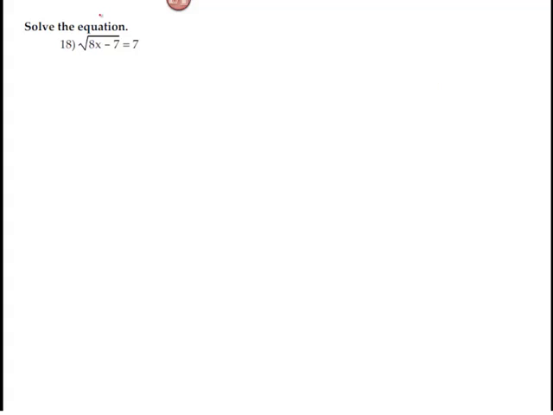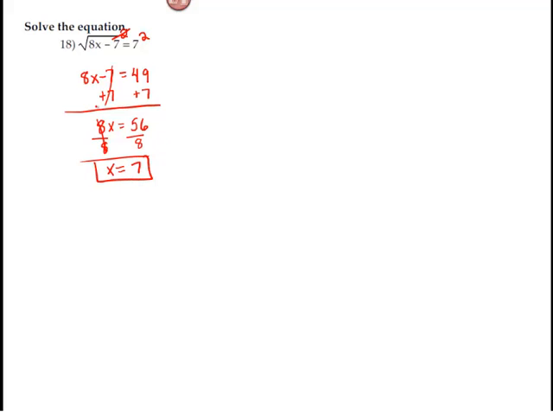Let's solve some equations. The thing is that we want the square root to be by itself, and when it is, we square both sides of our equation, and that gets rid of the square root. Leaves us with 8x minus 7 on the left side and 7 squared on the right side, which gives us 49. So now we're ready to just solve for x. We add 7 to both sides. Divide by 8. So x equals 7 is our answer.